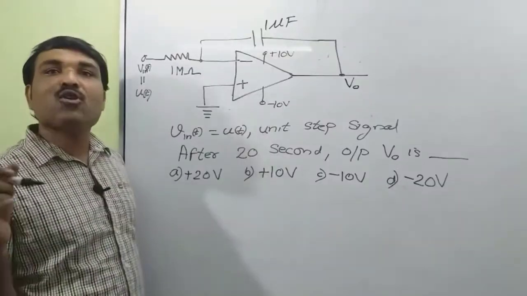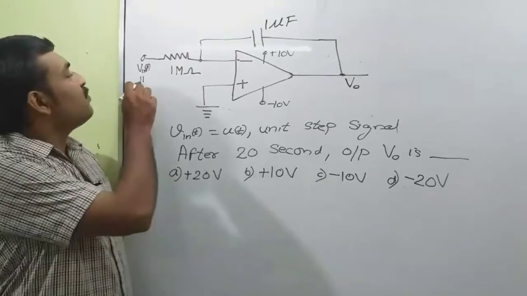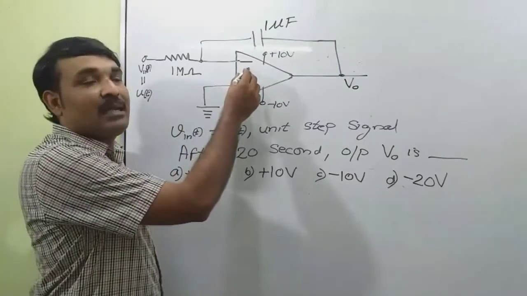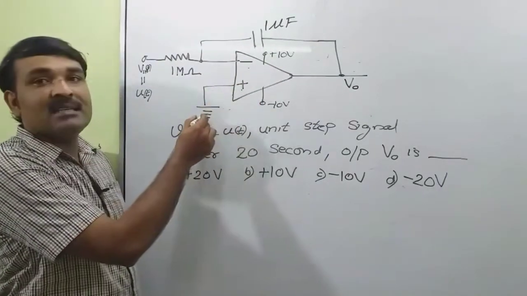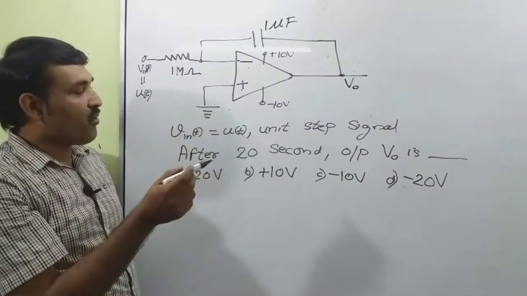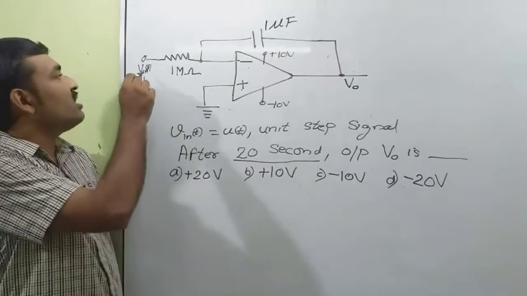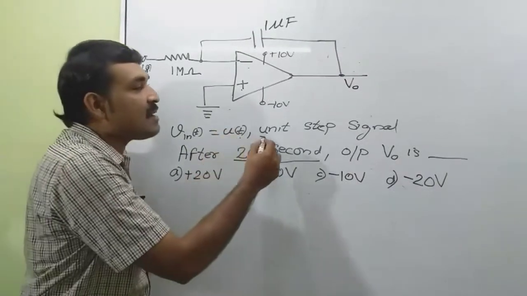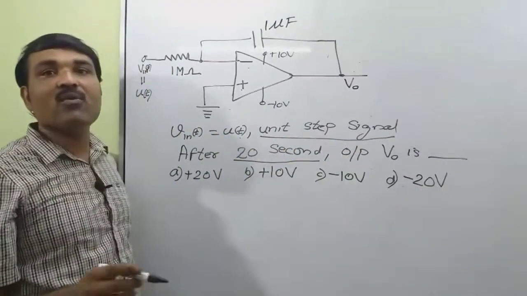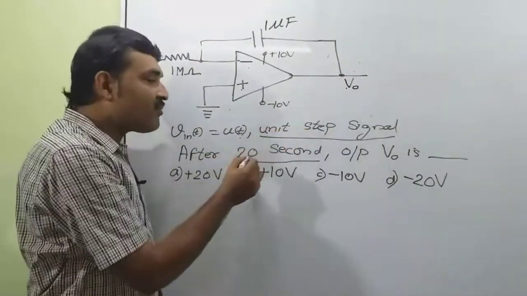Okay. So in this operational amplifier circuit, the input is given at the inverting terminal and the non-inverting terminal is grounded. We want to find the output after 20 seconds. And they are mentioning the input is a unit step signal. Now we want to find the output after 20 seconds.